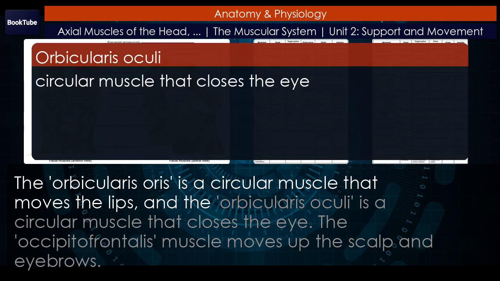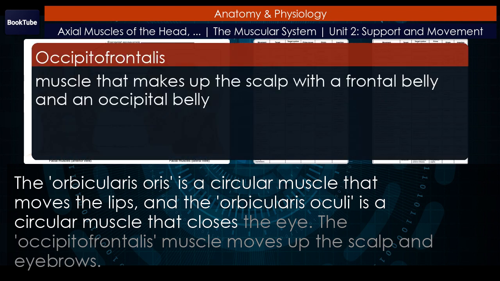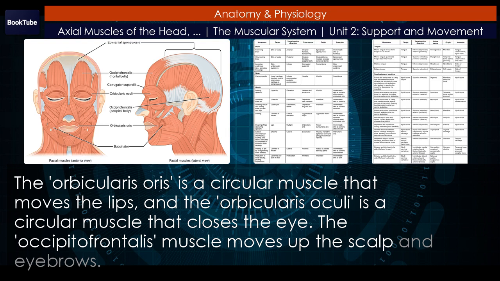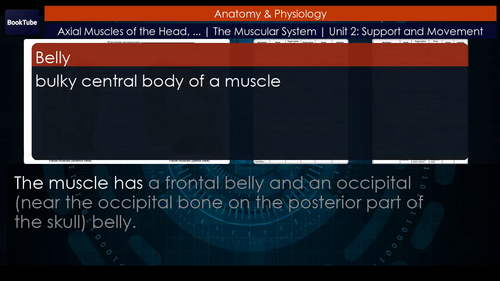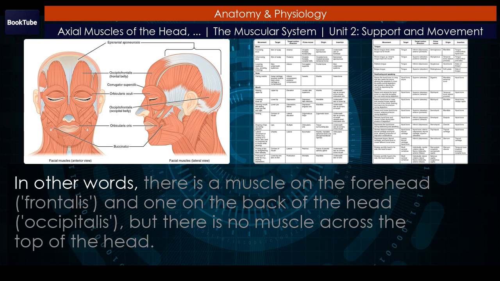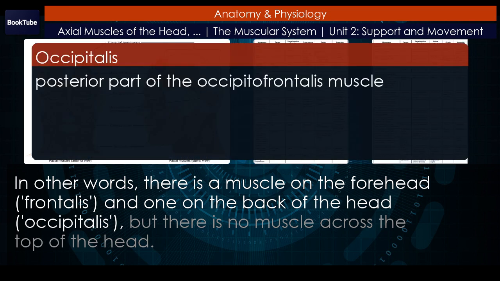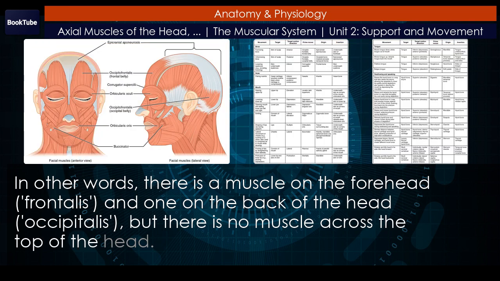And the orbicularis oculi is a circular muscle that closes the eye. The occipitofrontalis muscle moves up the scalp and eyebrows. The muscle has a frontal belly and an occipital belly near the occipital bone on the posterior part of the skull. In other words, there is a muscle on the forehead, frontalis, and one on the back of the head, occipitalis. But there is no muscle across the top of the head.